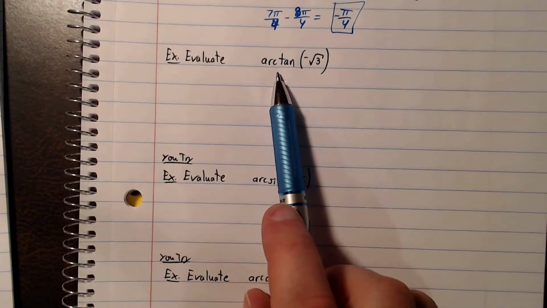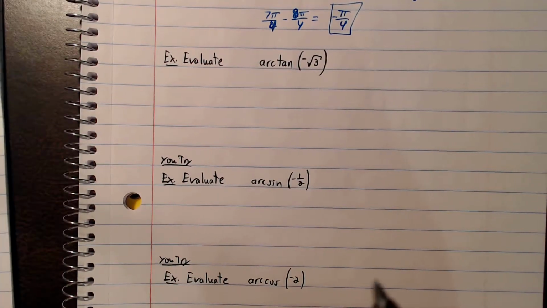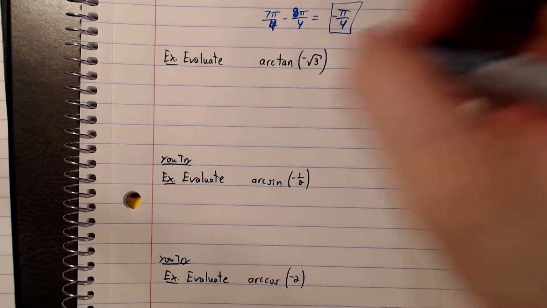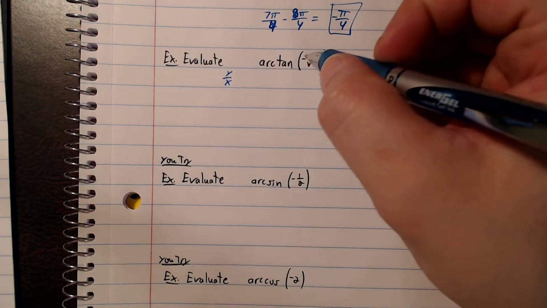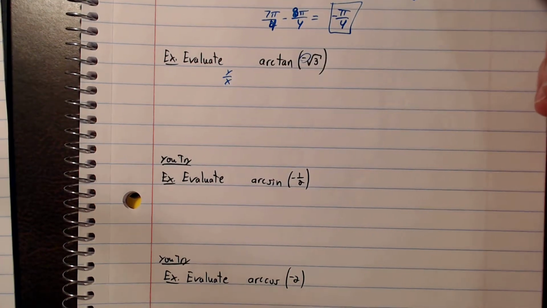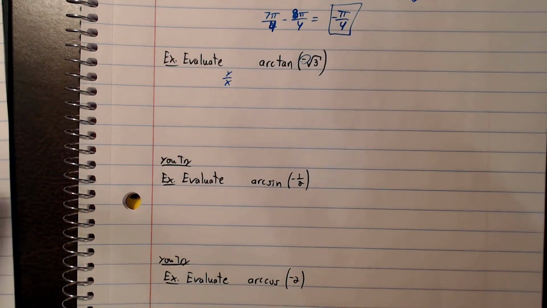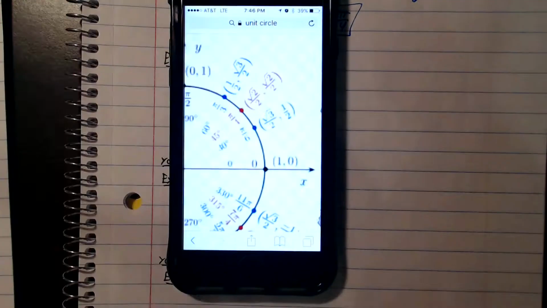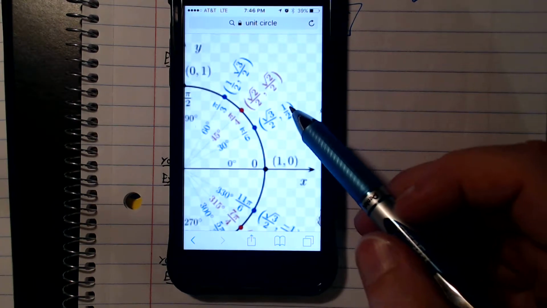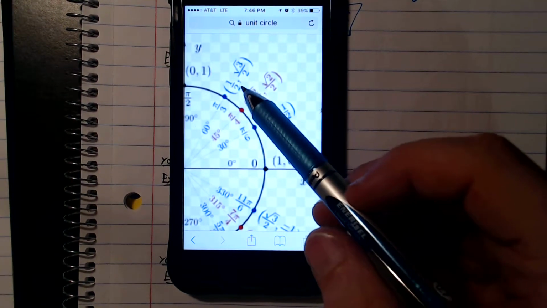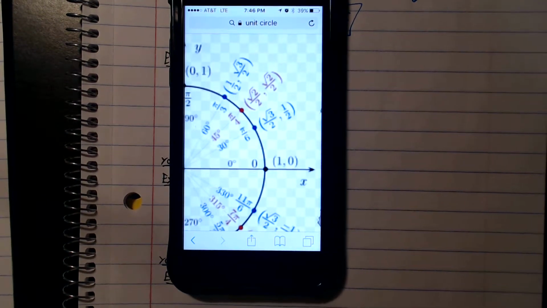Arctan of -√3. Okay, this one's a little bit different, because now what we're looking for, we're still doing y over x, and we need one of the two to be negative. But what we need is a √3 somewhere. So we look to the unit circle. I can see a √3 over 2 and a 1/2, and I got the 1/2 and √3 over 2. Which one do I want?